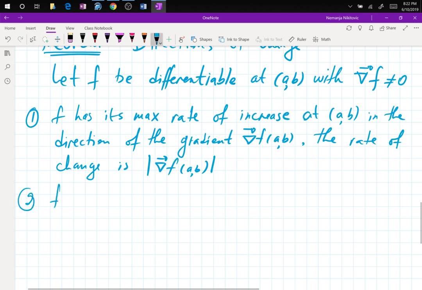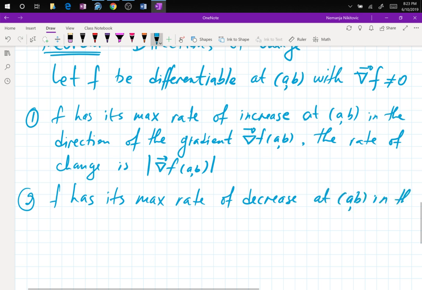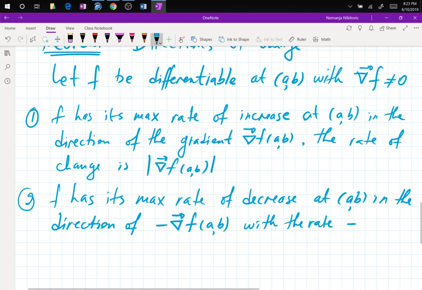Number 2, F has its maximum rate of decrease at AB in the direction of negative del f, with the rate of negative absolute value of del f at AB.